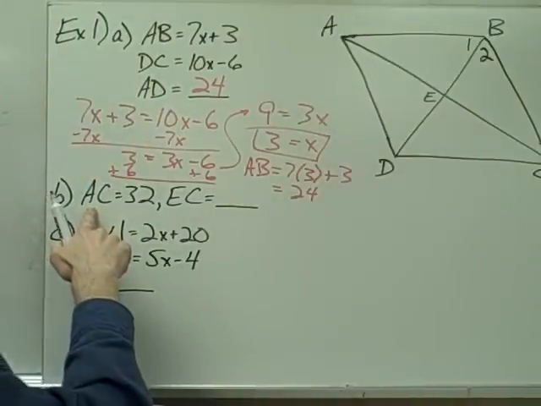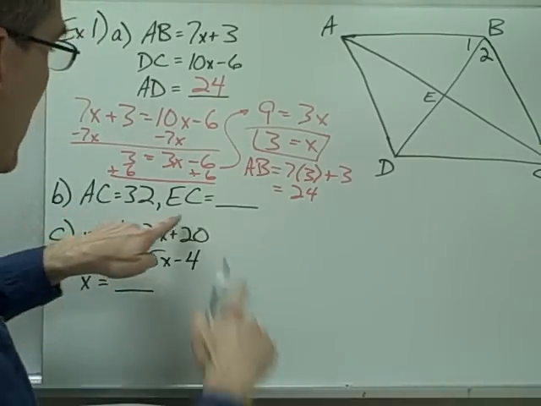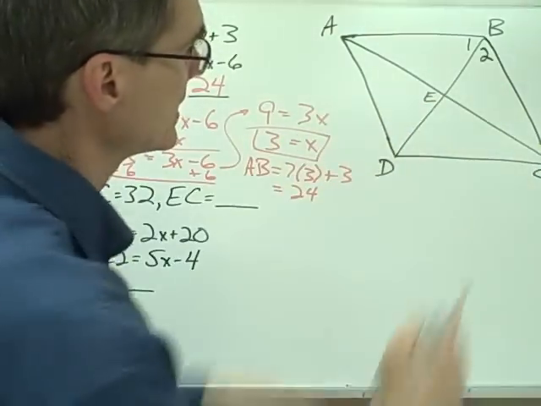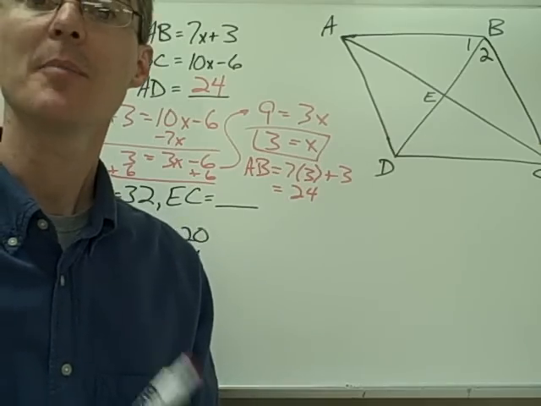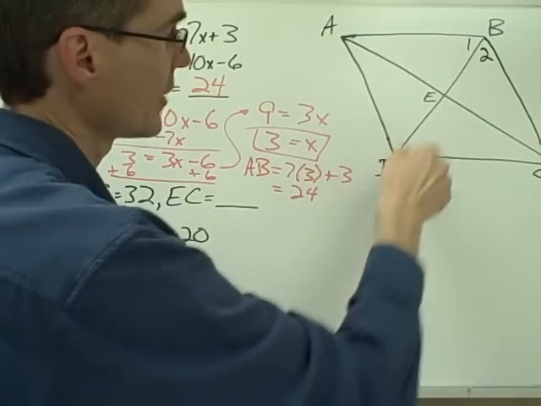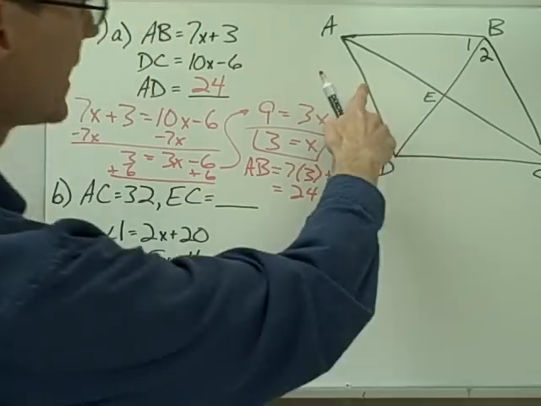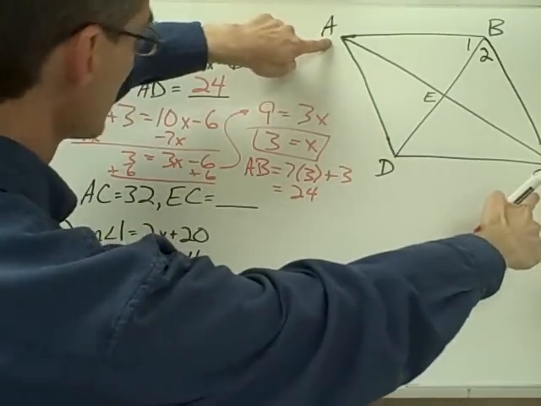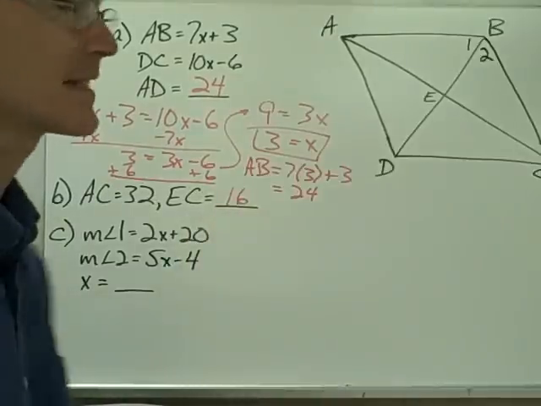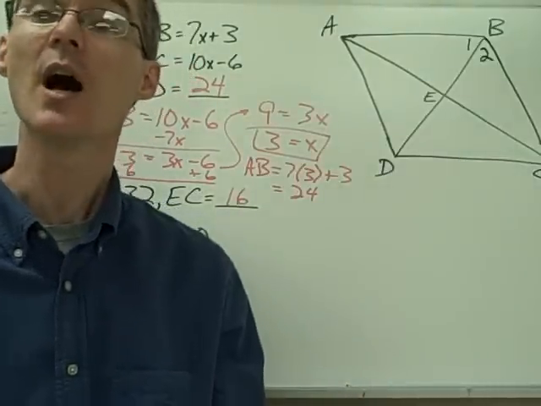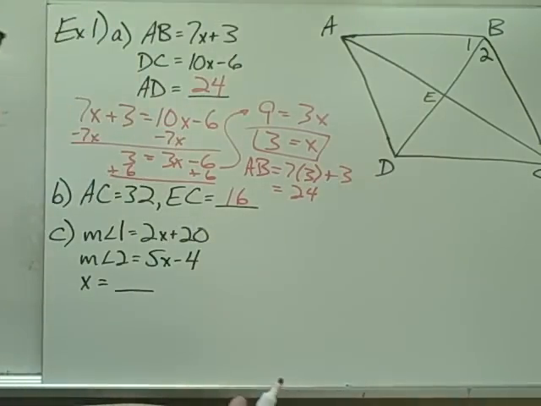Example 1b, I'm told AC, this diagonal, is equal to 32, and I'm asked for the length of EC. Well, I remember that since a rhombus is also a parallelogram, and since in a parallelogram one of the properties is that the diagonals bisect each other, then I know that if AC is 32, then EC must be half of 32, which is 16. Again, I'm using the properties of a parallelogram, since a rhombus is a particular type of parallelogram.